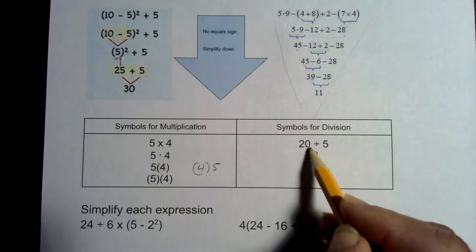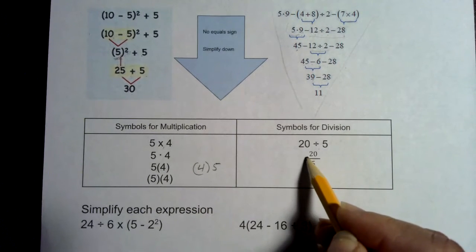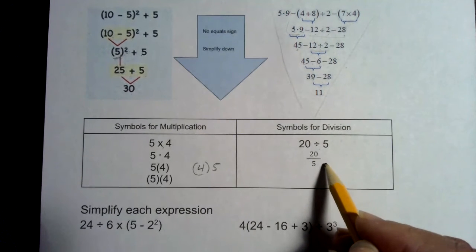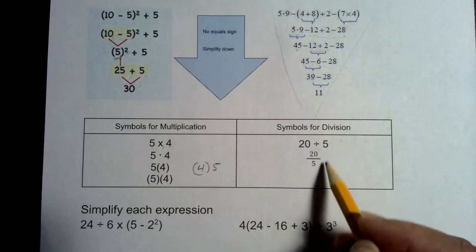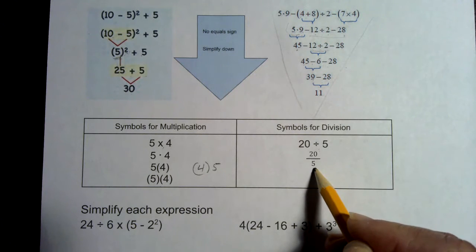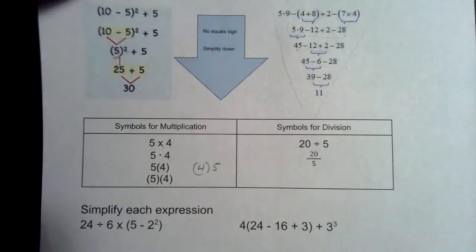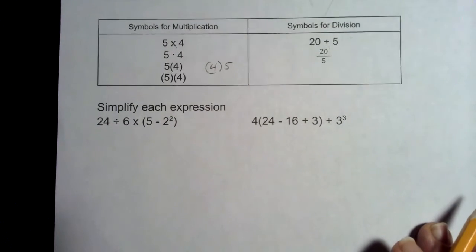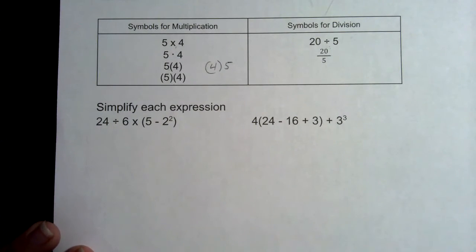Now division. You have your division sign. A fraction bar means division. So you read it from top to bottom, 20 divided by 5. So try these next two, pause it here, and then come back and I will do it step by step.